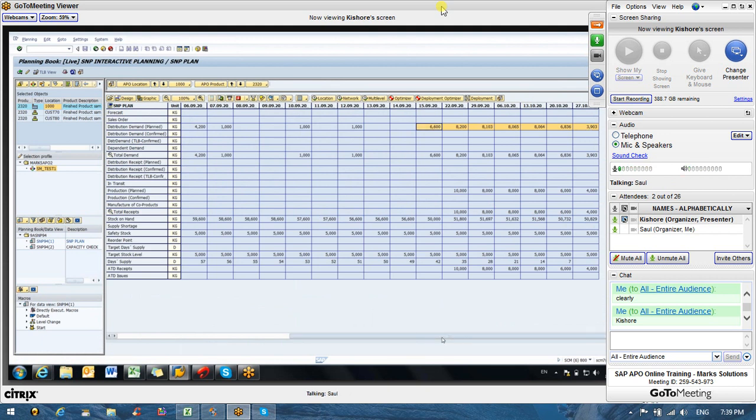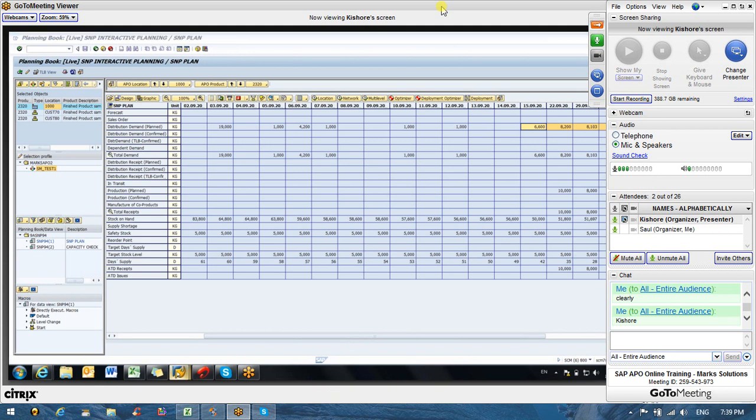Kishore, my question is, if you execute the heuristic before you maintain the product master, then yes, you maintain. Because this setting is for the deployment run, not for the heuristic. Okay, the heuristic you can run anytime.